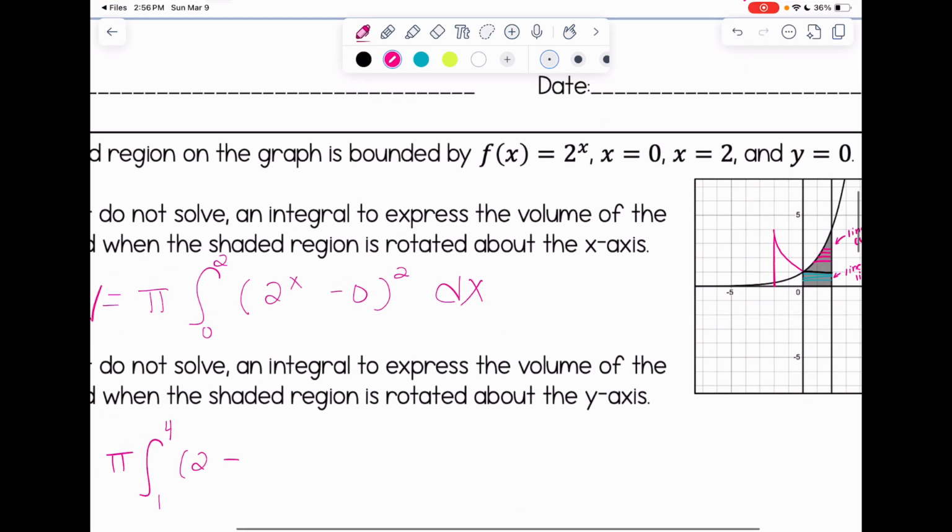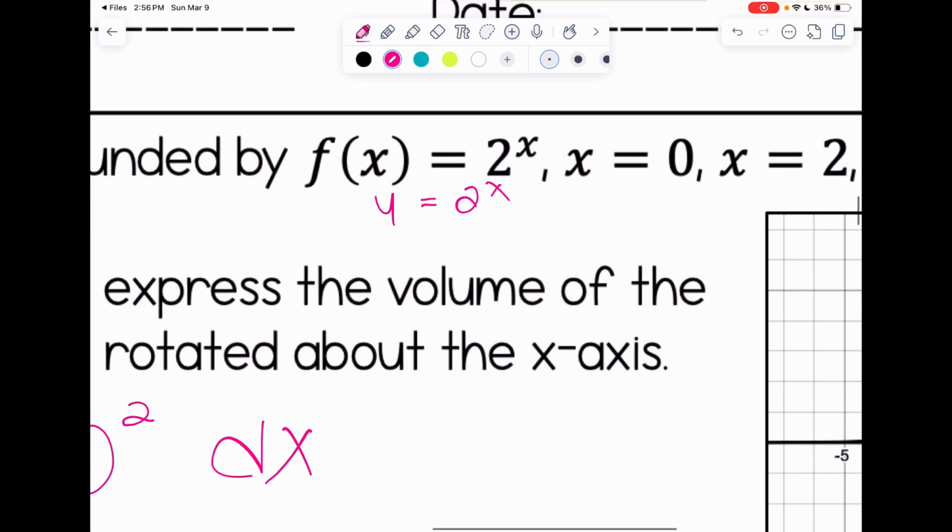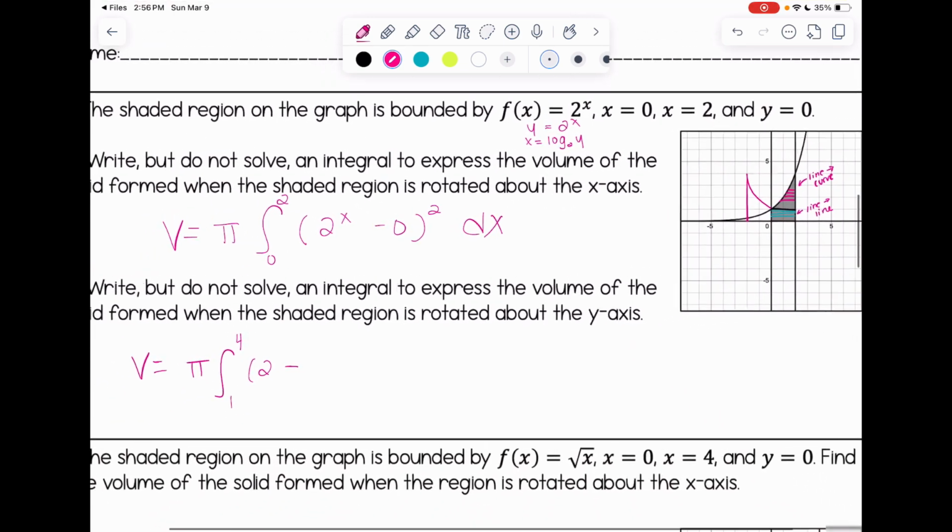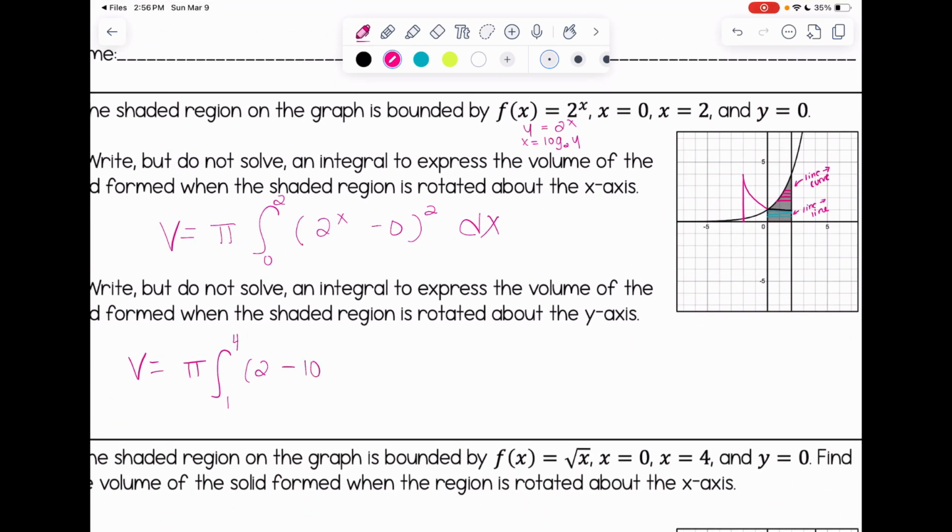So if I look at our function here, y equals 2 to the x, when I write that in logarithmic form, I get x is equal to log base 2 of y. So that is going to be my leftmost function here, squared dy.